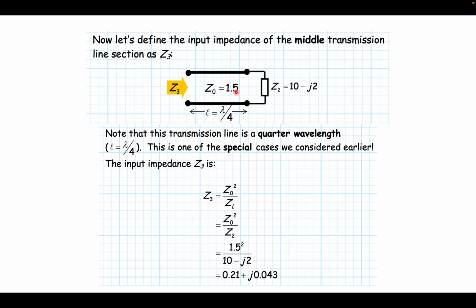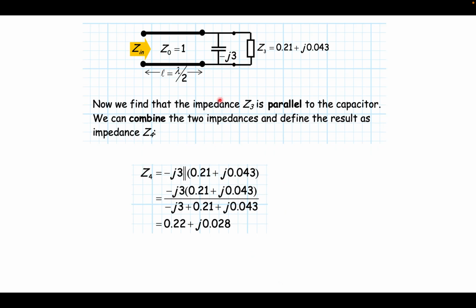So Z naught square is 1.5 whole square, and then you have Z load here of 10 minus 2j. Now I can calculate the impedance at this point between the whole network. So this is my Z3, which is 0.21 plus j times 0.043. Now you can again go forward, and say I have calculated the impedance of the whole network which is beyond the first transmission line, and my total impedance across the right network is just 0.21 plus j times 0.043, right?